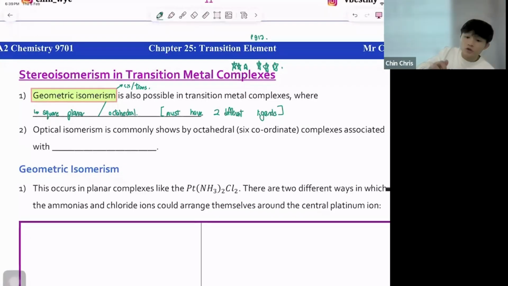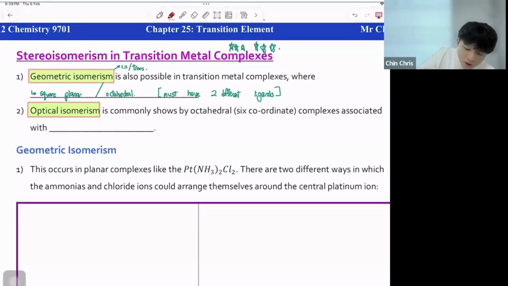At the same time, we also have optical isomerism. Optical is what we have done earlier, the mirror image one. For mirror image isomerism, the complex must be an octahedral shape with a bidentate ligand.